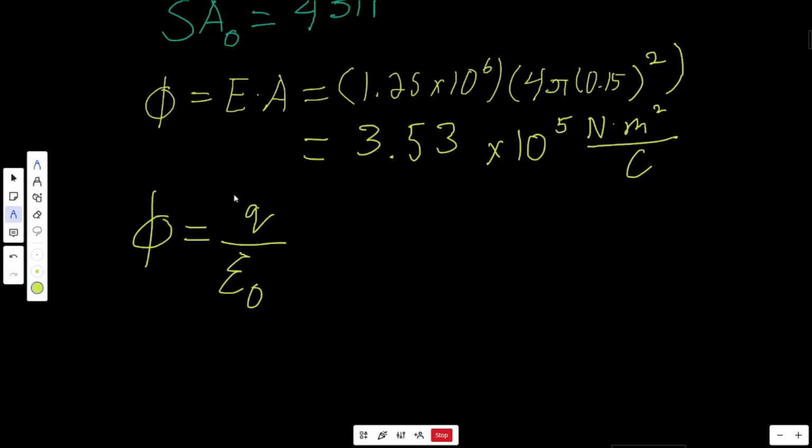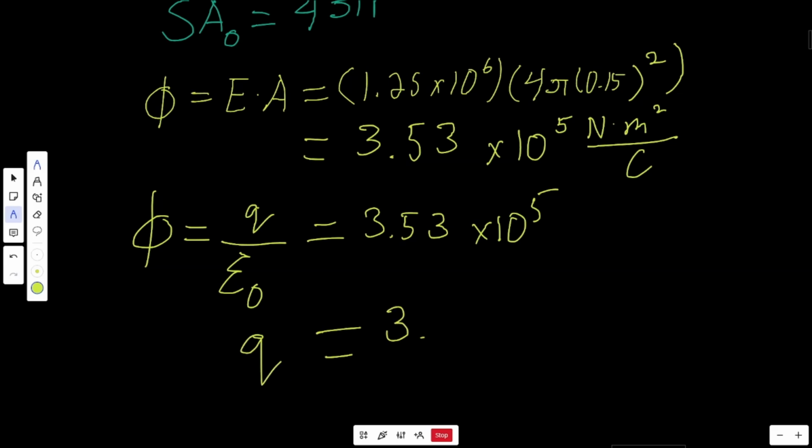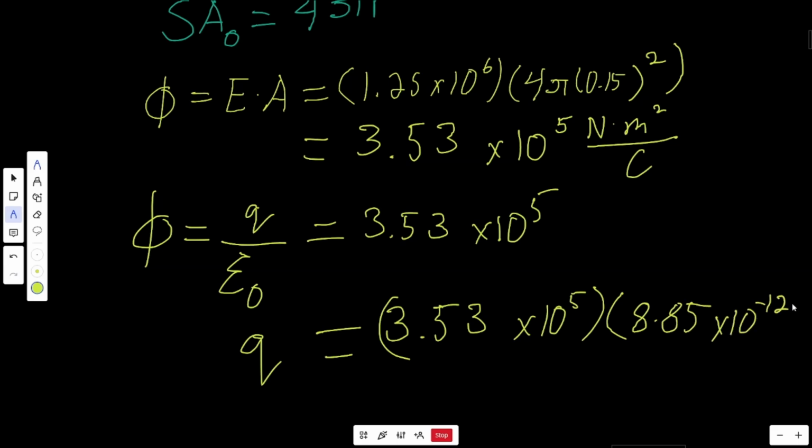And actually, it's really easy to get the charge now because epsilon naught is a constant, and we already have the flux. So basically what we're saying is this is equal to 3.53 times 10 to the power of 5. Now, if we want Q, what do we have to do? All we have to do is multiply our constant to our flux. So Q is going to be equal to 3.53 times 10 to the power of 5, and this will be multiplied to 8.85 times 10 to the power of negative 12.